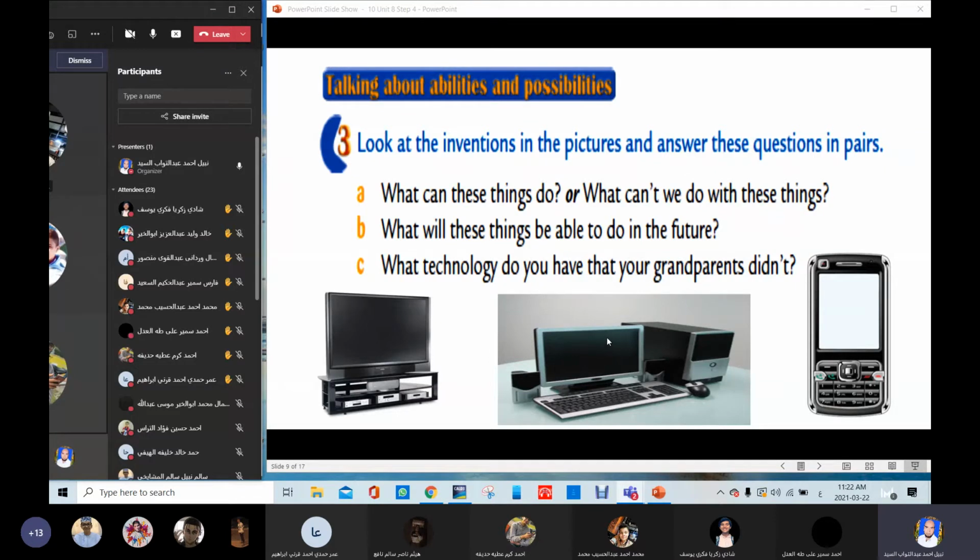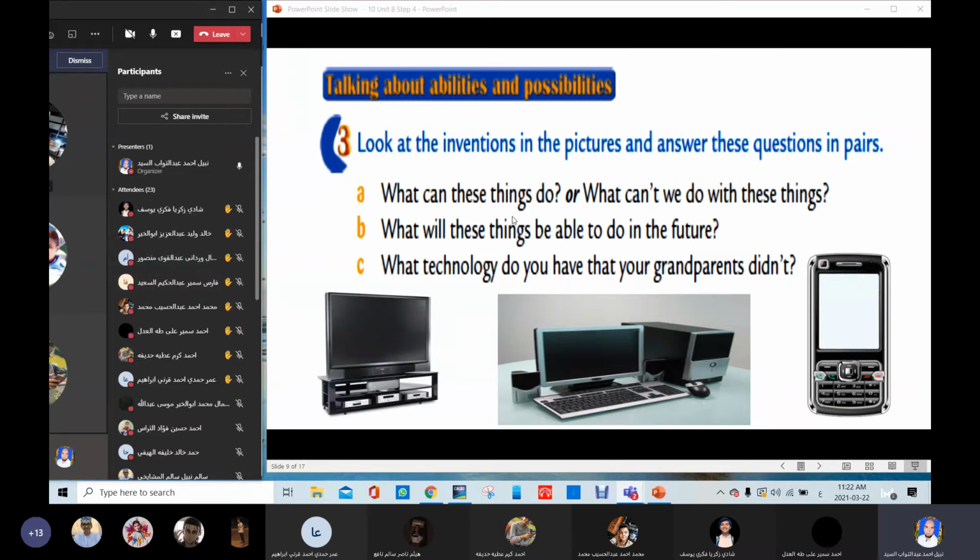They didn't have cookers or ovens to help them cook their food, but they used to cook on fire. Our grandparents didn't used to have a washing machine to wash their clothes. They used to wash their clothes using their hands or in the sea. What do you think? What technology do you have that your grandparents didn't?